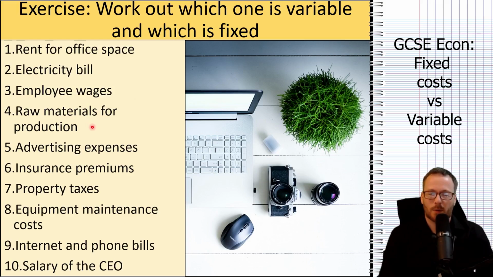Raw material for production. It's variable, isn't it? As we just saw with that leather. It depends on how many shoes we need to produce. If we produce 1,000 shoes, we're going to need more than we would need for 100 shoes. Advertising expenses will vary firm to firm and vary depending on your budget, so absolutely variable.